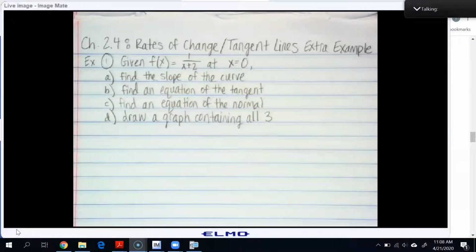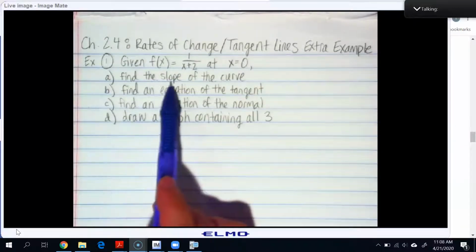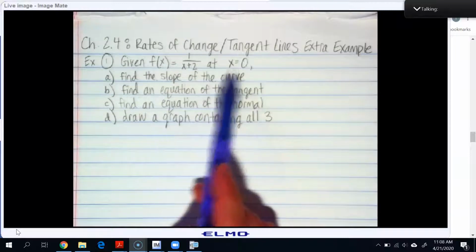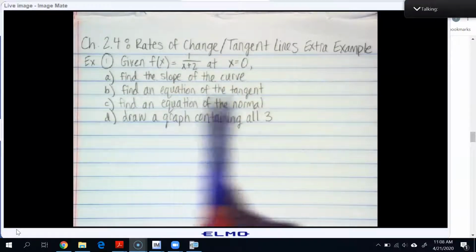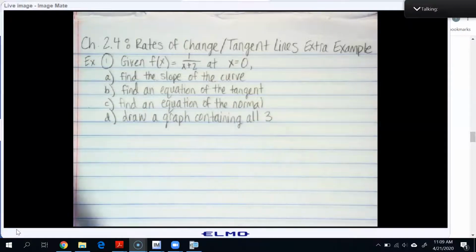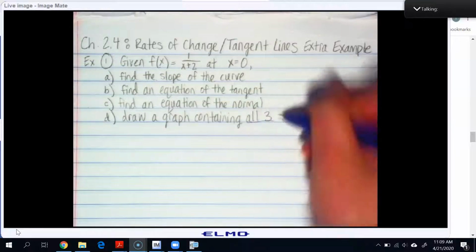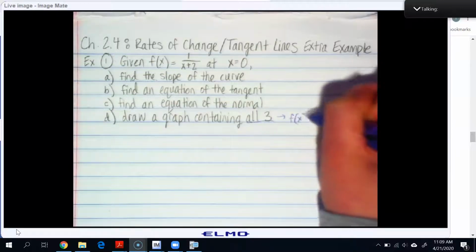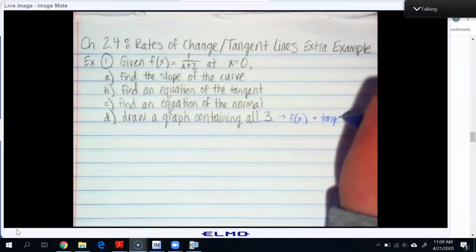Alright, so example 1, it says given f of x equals 1 divided by x plus 2 and at x equals 0. Part A, find the slope of the curve. So we're finding the slope at x equals 0. Part B, find an equation of the tangent line. Part C, find an equation of the normal line, and then Part D, draw a graph containing all three. And by all three, it means f of x and tangent line and normal line.